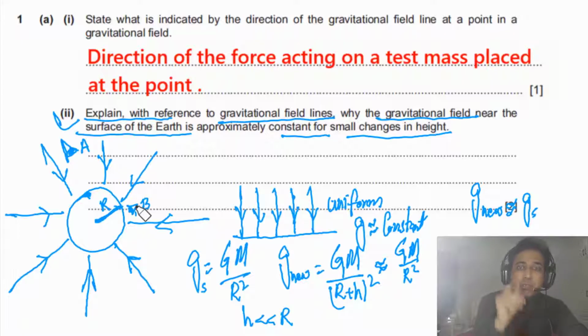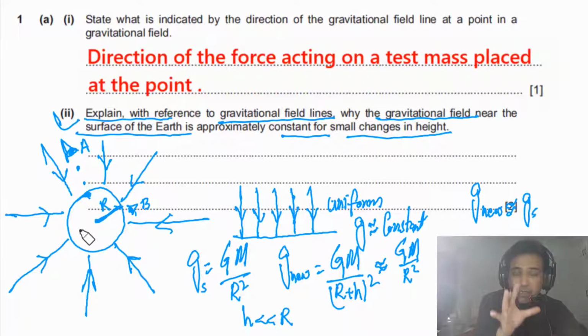So this observer will see a uniform gravitational field, but the observer at a larger distance, observer A, will see a non-uniform gravitational field, meaning he will see the value of g at this point different, at this point different.